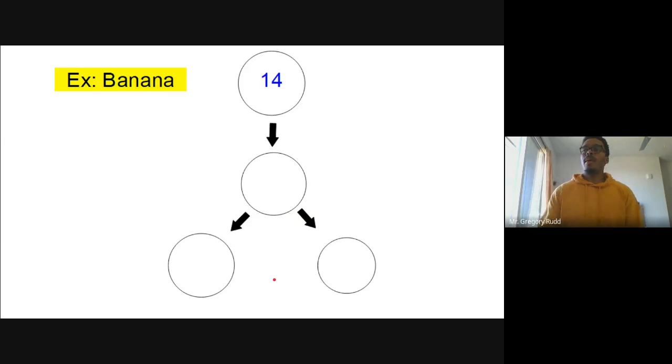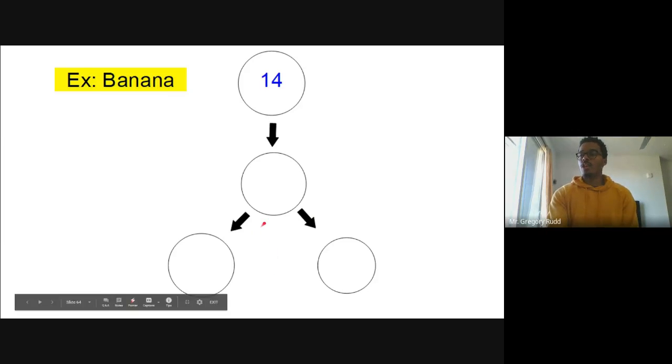So in the case of a banana has 14 chromosomes. So what number should go in this middle cell here? 28. Thank you, Abigail. Yeah. And then in these two cells, what number should we have?